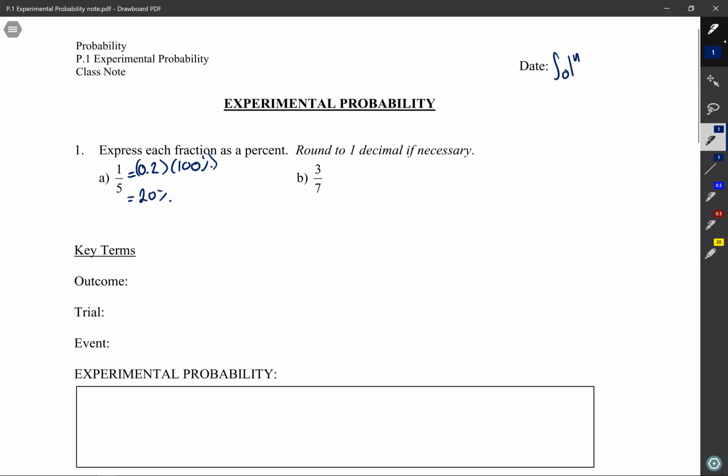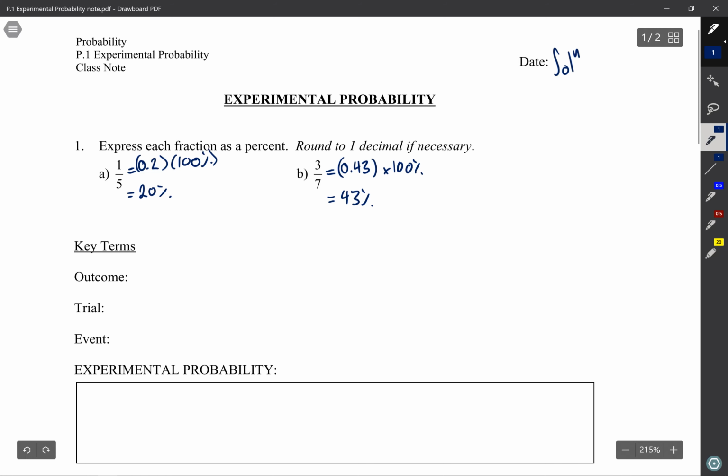We can perform those same steps on 3 divided by 7. So if I plug 3 over 7 into my calculator, I find it equals 0.43. Again, I can multiply that by 100%. So 3 over 7 represents the same number as 43%.